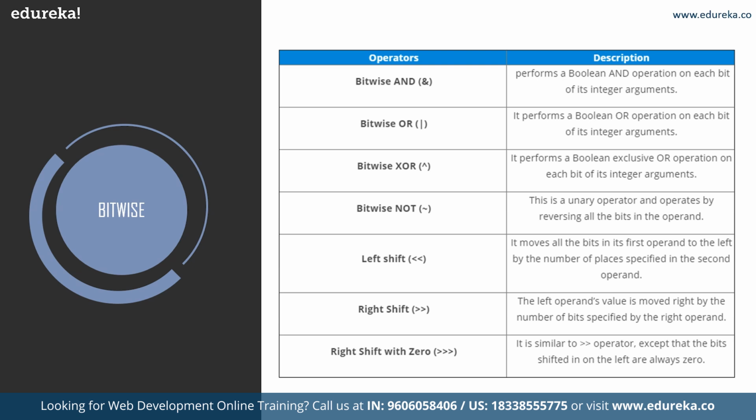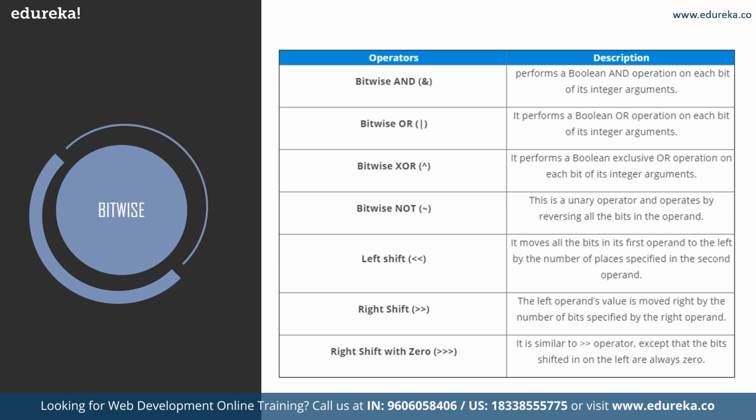Then we have the bitwise XOR. Now it performs a Boolean exclusive OR operation on each bit of its integer arguments. Then the bitwise NOT, which is a unary operator and operates by reversing all the bits in the operand. The next operator is the left shift. Now this moves all the bits in its first operand to the left by the number of places specified in the second operand. Next up is the right shift.